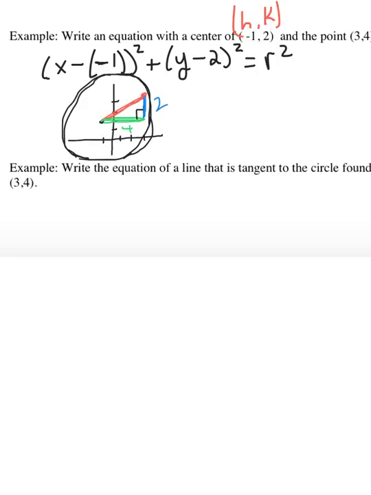And since I know those two distances, I can now use the Pythagorean theorem or the distance formula to find my radius. All right, and I find that the radius is square root of 20. And I'm going to leave that like that because when I write the equation for the circle, I have to square that anyway. So the square of square root is just going to be 20. So square root of 20 squared is just 20.